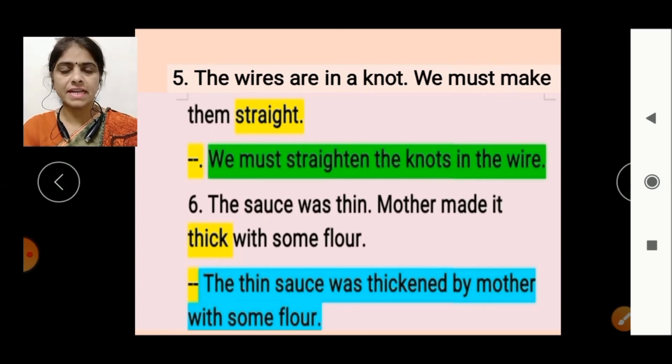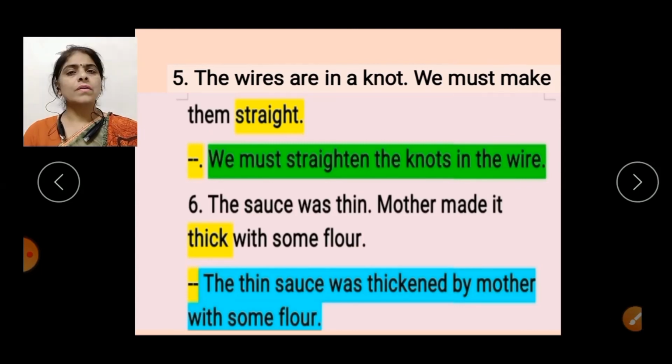Let's have the last sentence and that is, the sauce was thin. Mother made it thick with some flour. In this sentence, the highlighted word is thick. Thick is an adjective and by adding en it will become thicken. Thicken is a verb. So the sentence will be, the thin sauce was thickened by mother with some flour. With this, all exercises of this lesson are completed.